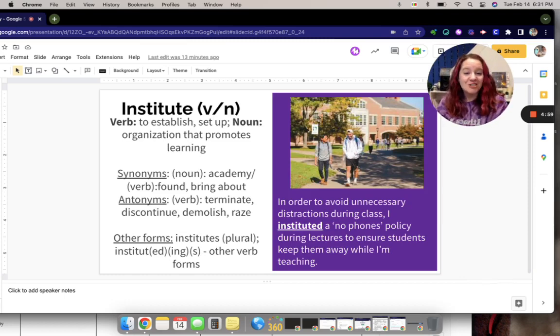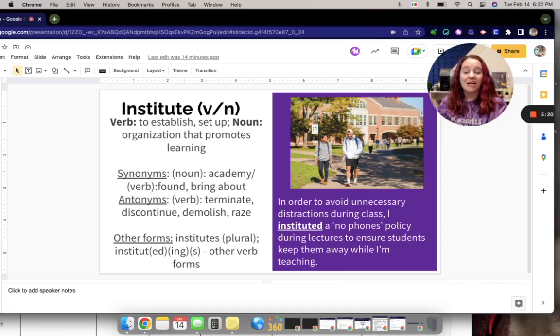Our next word is institute, which can be both a verb and a noun. As a verb, it means to establish something or to set up something. You can institute a policy, a course, a rule, or a law. As the noun form, it's an organization that promotes learning. So an institute is sort of like a school or a college.